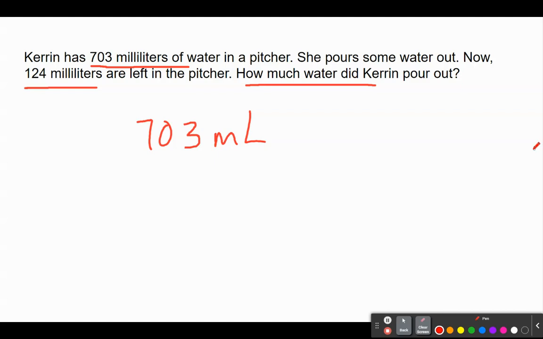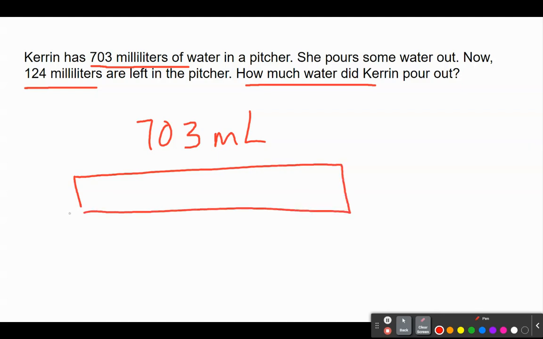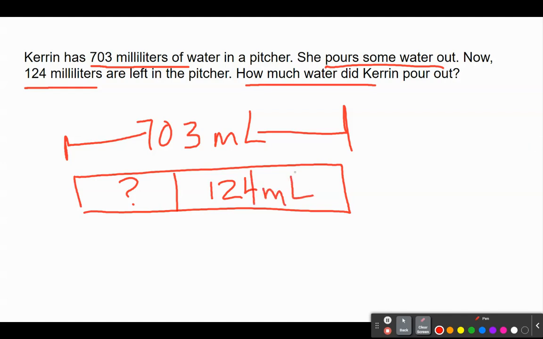So she started with 703 milliliters. Now, that is going to be the whole portion of water that she had in a pitcher, right? So this whole portion is going to be 703 milliliters. Now she pours out some water. We're not sure how much, but she pours out some water. Now there are 124 milliliters that are left over in the pitcher.